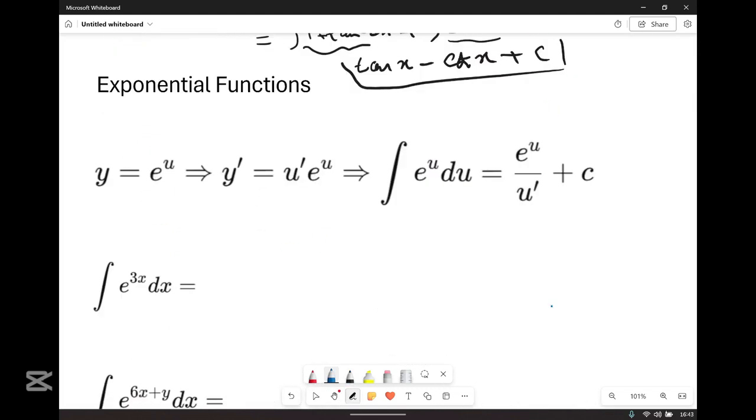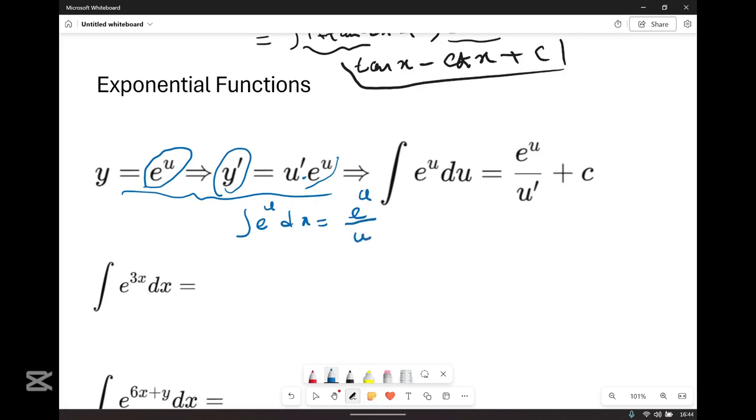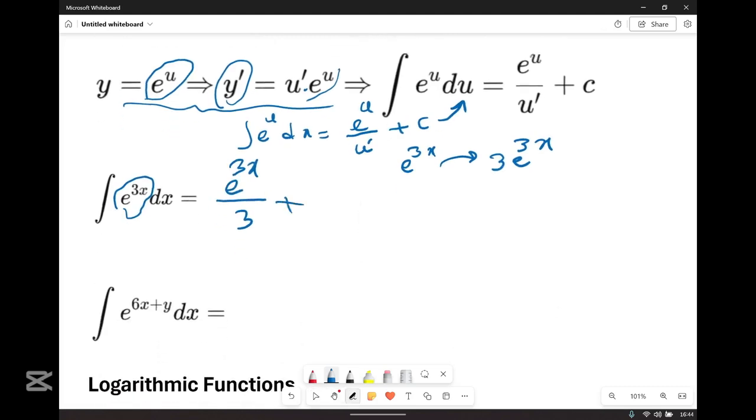But the exponential function, in the derivative, if you have e power u, the derivative is exactly u prime times e power u. Therefore, in integration, the operator is inverse. If your function is the integration of e power u dx, then the answer is e power u, not times, but divided by u prime plus c. For example, if they give you e power 3x and ask you to calculate the derivative, you say 3e power 3x. But if they give you e power 3x and you are going to calculate the integration, it is e power 3x divided by 3, not multiplied by 3, plus c at the end.